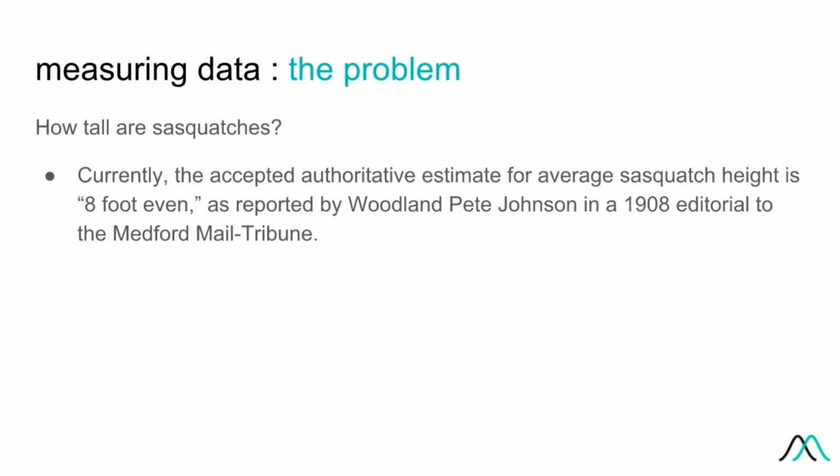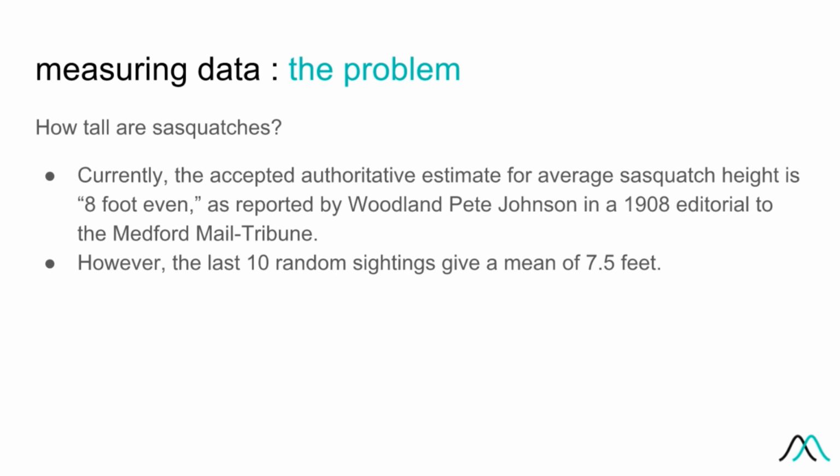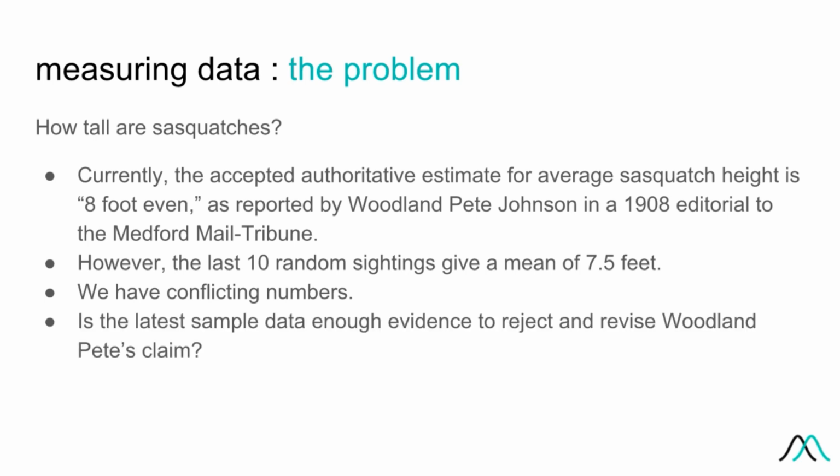And the most authoritative figure you find on the subject is 8 foot even, which came from Woodland Pete in 1908 in an editorial to the Medford Mail Tribune. But not just to trust his authority on this, you do some more digging, and you find that the last 10 random sightings actually give a mean of 7.5 feet. So we have conflicting numbers here. So what do we do? Well, our question becomes, is that latest sample data enough evidence to reject and revise Woodland Pete's claim?